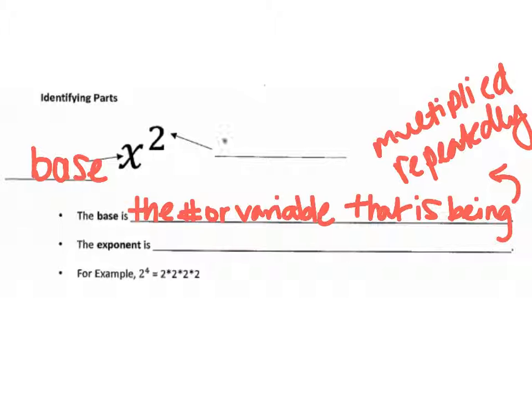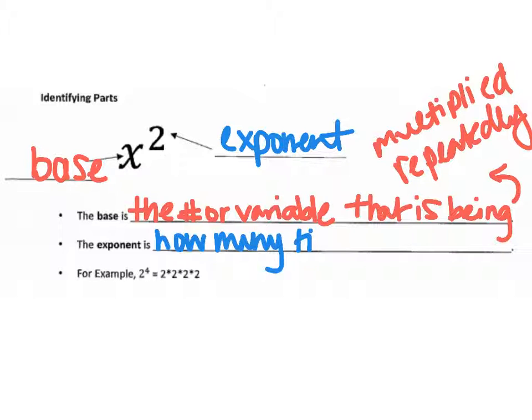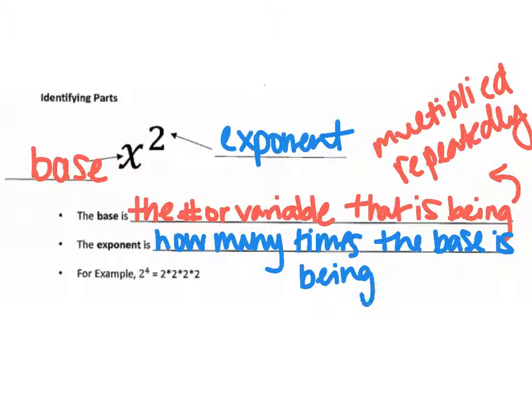The 2 in the picture is the exponent. Okay, the exponent is how many times the base is being multiplied. How many times the base is being multiplied.